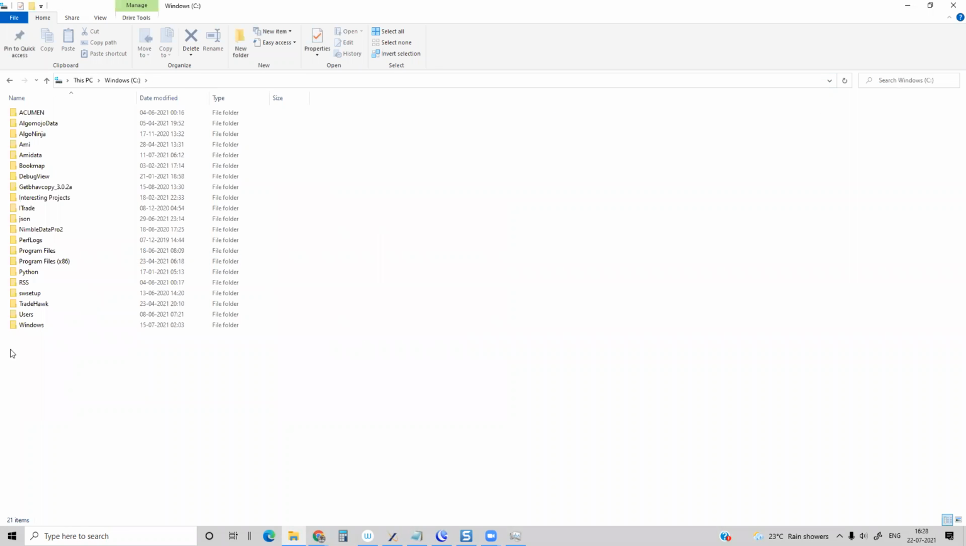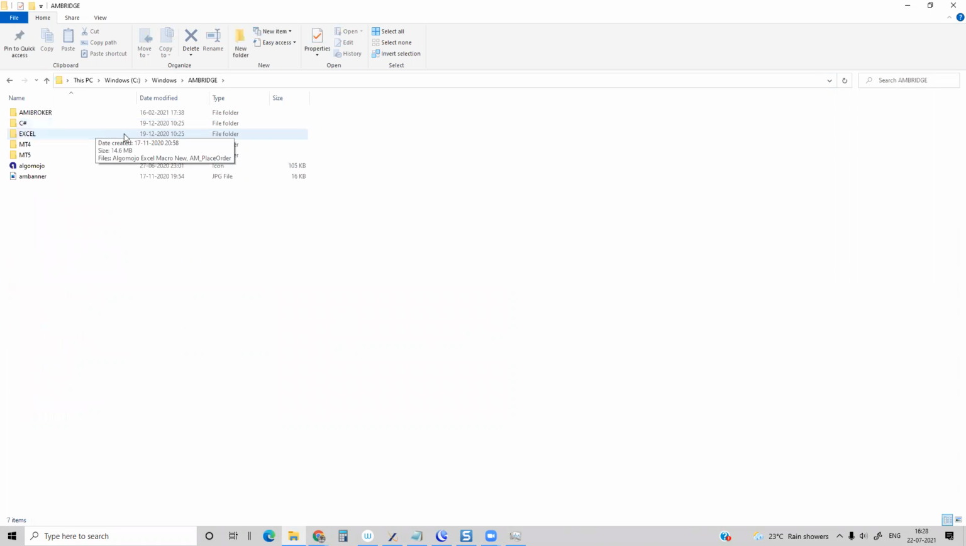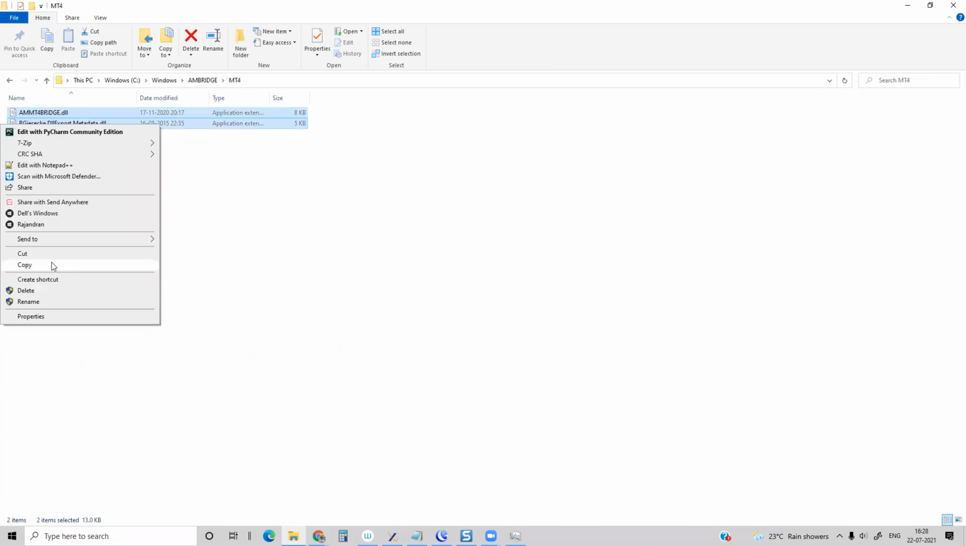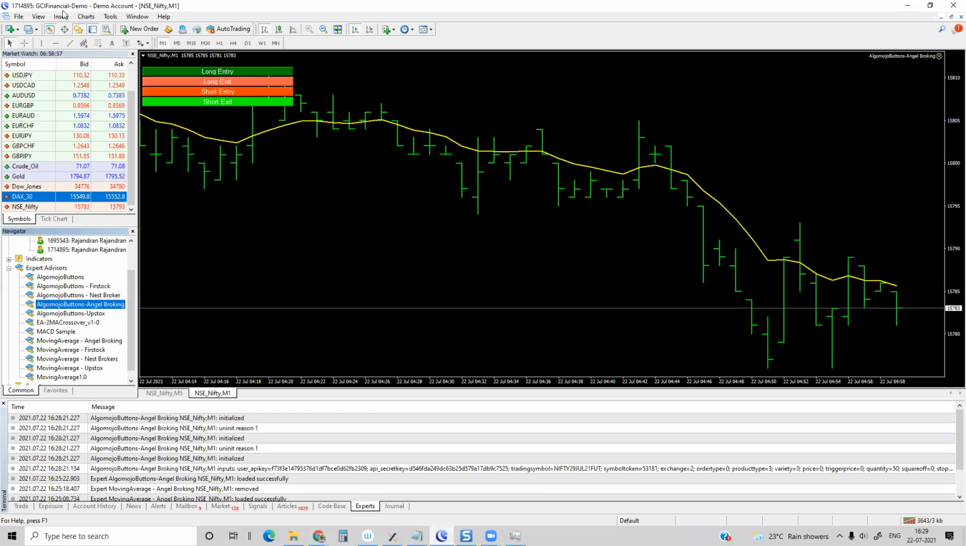I'll go under C drive. If you go to Windows, under there is an AM bridge. Under AM bridge, the MT4 bridge will be there. That is 2 files. These 2 files, I have to copy. And then I have to bring these 2 files into my MT4, whichever MT4 folder is there.